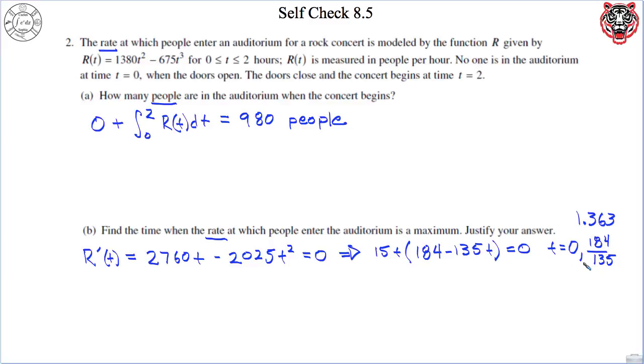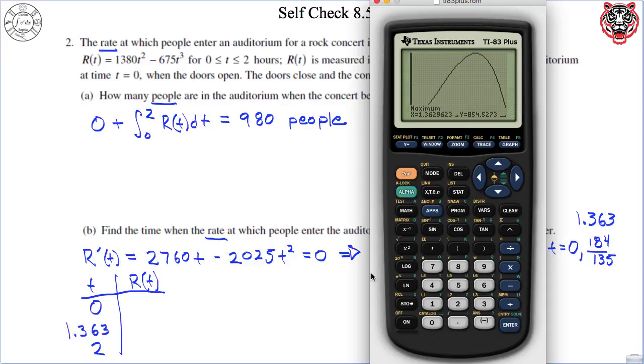Now I need to find which one of those is the maximum, and you do have to make a table here because you have to show, okay, obviously it's not 0. The reason being, if I do t and r of t, if I plug in my endpoints 0 or 2, I'll find a number, and if I plug in 1.363, I'll find my maximum. At 1.363, it's already telling me my y is 854.527.